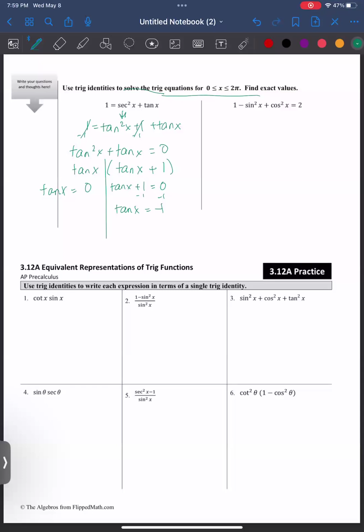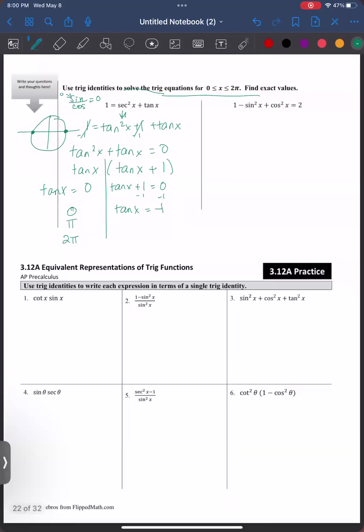So when does tangent equal 0? Well, if I look in my unit circle, which I don't actually have here, but we can figure it out. Tangent is 0 when my sine is 0. Remember that it's sine over cosine. So in order for this to equal 0, my sine has to be 0. So that's going to happen at 0, pi, and 2 pi.